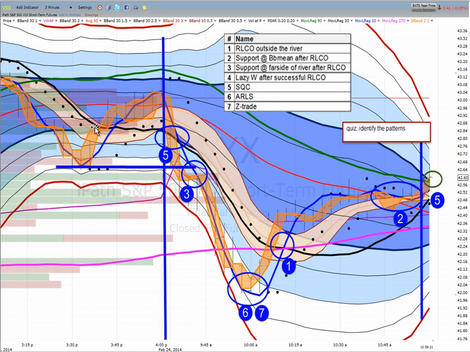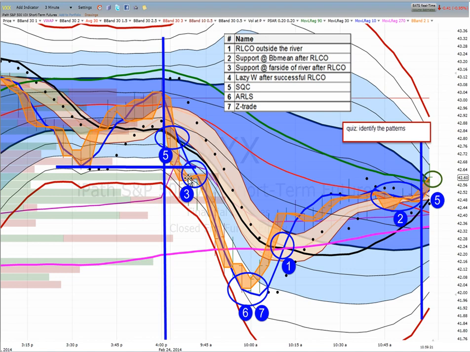And so what we would say is in area 5, we're looking at a sideways quiet channel breakout to the downside, alerts us to this. At 3, we have support or resistance at the far side of the river after a successful RLCO. So we have a successful RLCO trade that came this way.